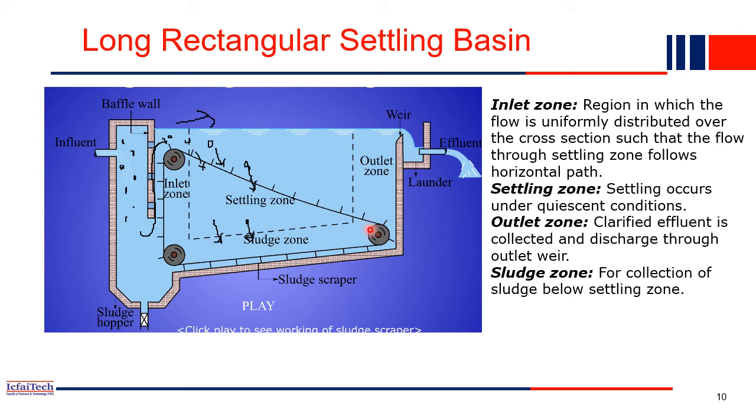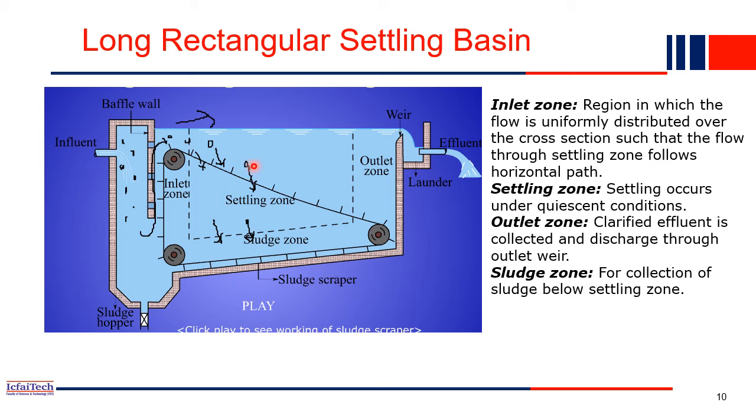And the fourth one, the last zone, we call the outlet zone. Basically here the water will be taken out, and clean water will be going into the next chamber. So these are the four zones. The inlet zone is basically the region in which the flow is uniformly distributed. So through this baffle wall, the flow is uniformly distributed across the section.